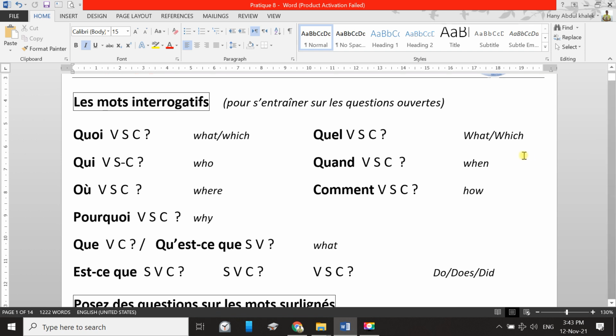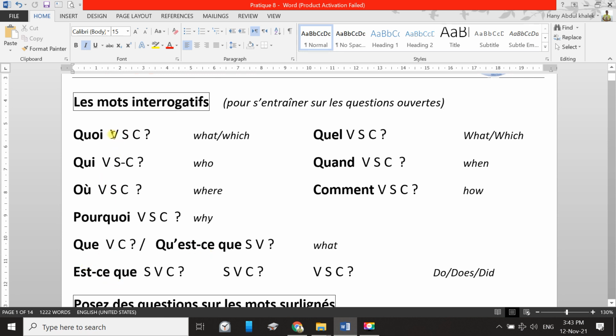So I will explain it just to remind you what the question words mean, how to answer and how to ask. This part will not come as a grammatical rule in the written exam. Here, les mots interrogatifs: quoi, quel, qui, quand, où, comment, pourquoi, que, qu'est-ce, est-ce.